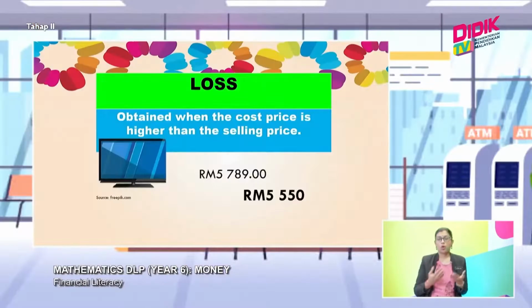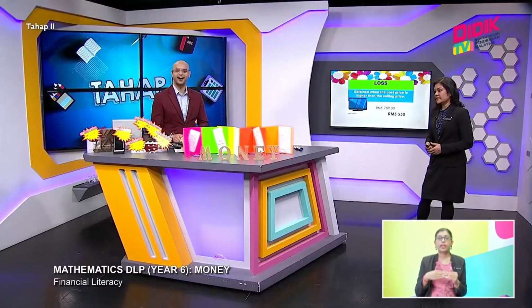Okay, it happens or is obtained when the cost price is higher than the selling price. Vice versa. Just now, the TV was 5,789. You sell it for 5,550 ringgit. It is a loss, because it's lower than the cost price. Okay, so those are the 4 terms I would like to introduce.